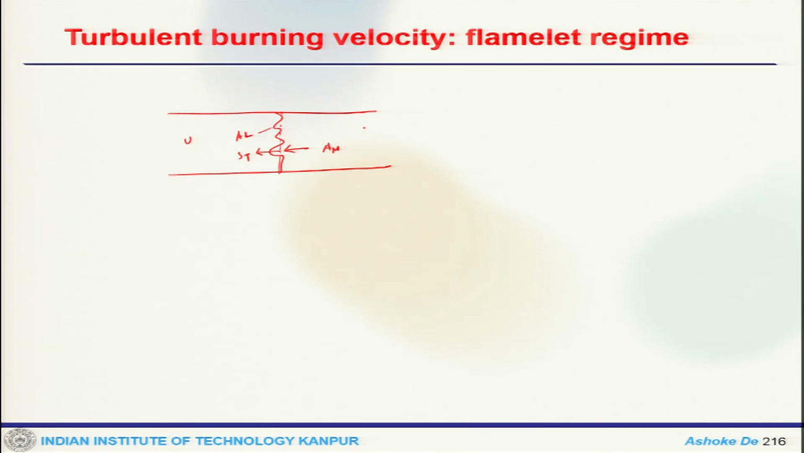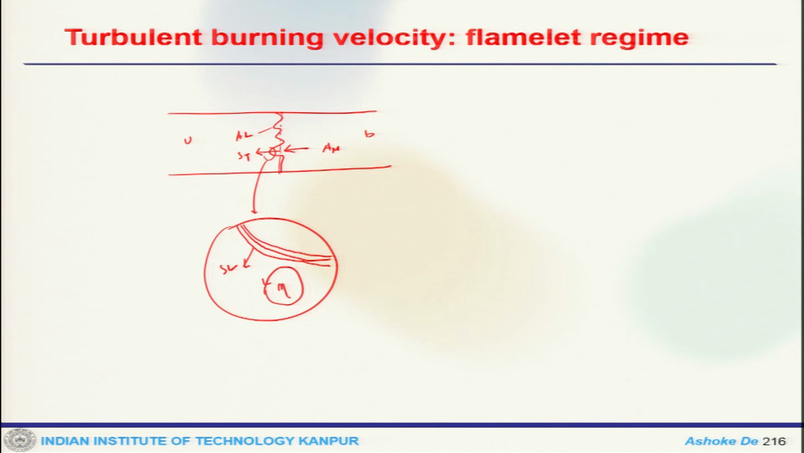This is the unburned side, this is the burned side, and particularly if one has to look at this portion, one can think of there is a different smaller layer like this, where this would be the SL and there would be AD of that scale. So, low intensity, large scale.